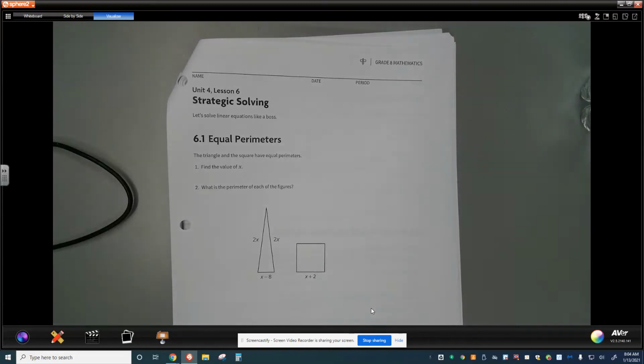Welcome to Math 8. Today we're on Unit 4, Lesson 6, Strategic Solving. We are going to learn to solve some linear equations like a boss.